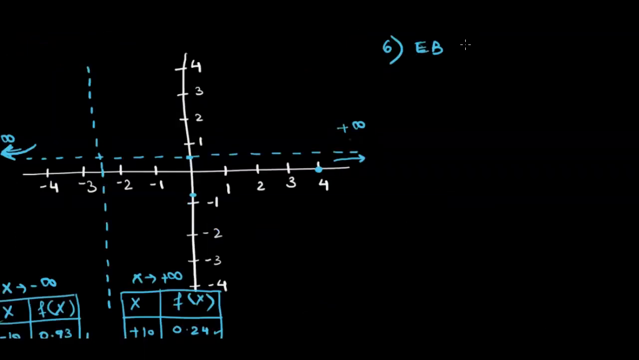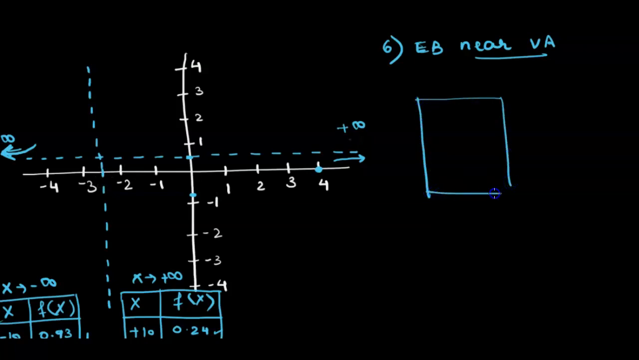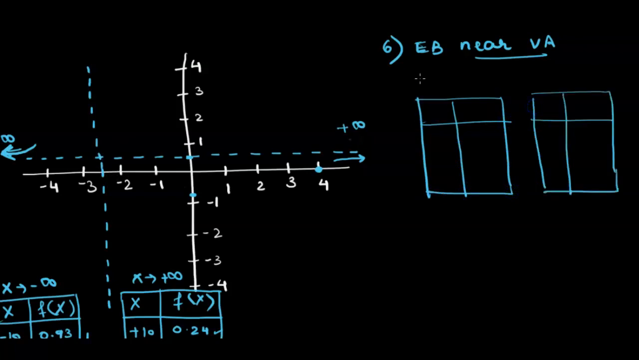Next is step number 6, where we have to find out the end behavior near the vertical asymptote. We just have one vertical asymptote and that is -2.5. So there will be two tables. One is approaching -2.5 from the left side and one is approaching -2.5 from the right side. So the heading for this table is x approaches -2.5 from the left side, and here it's x approaches -2.5 from the right side. This is x and this is f(x) value. Here this is x and this is f(x).